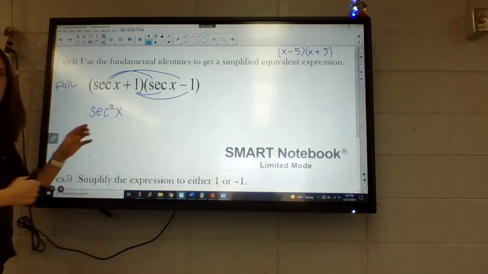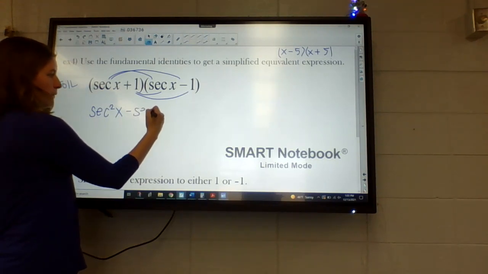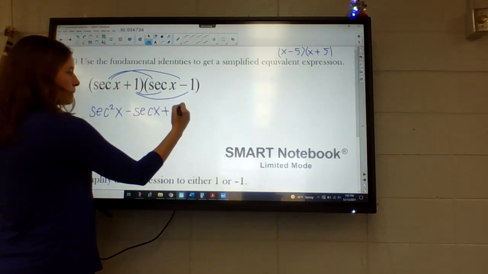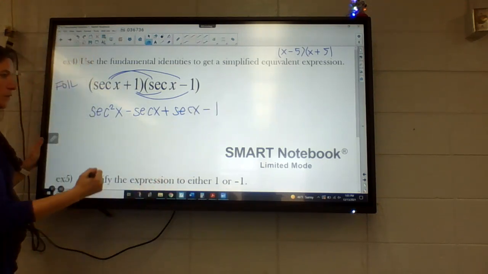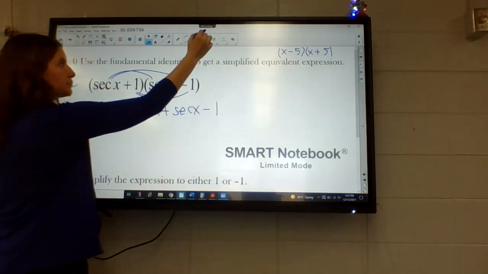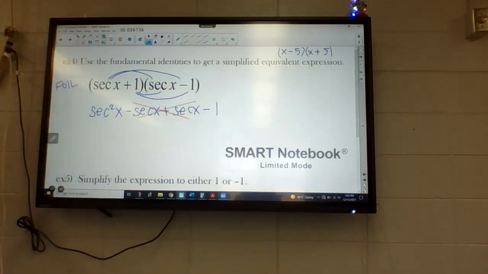You should. And getting used to writing secant squared, it's just something that's new to you. So these middle two will cancel.